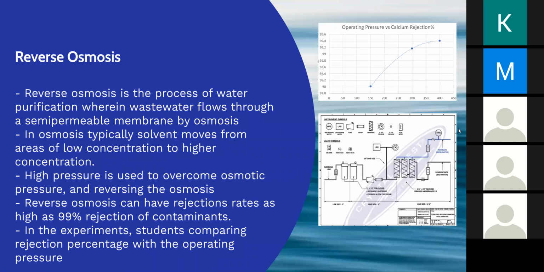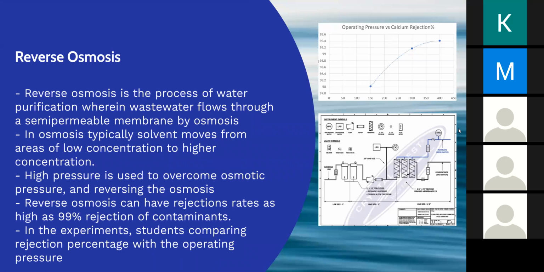Reverse osmosis is the process wherein wastewater flows through a semi-permeable membrane, removing the contaminants. In osmosis, typically solvent moves from areas of low concentration to higher concentration. However, using high pressure, we can overcome the osmotic pressure, therefore reversing normal osmosis. Thus, it's called reverse osmosis. Reverse osmosis can have rejection rates as high as 99% of certain contaminants.